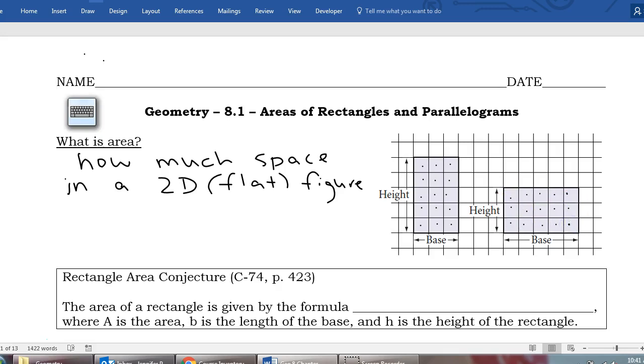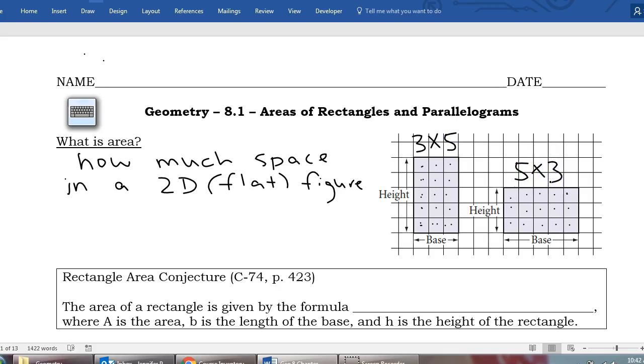And rather than having to count them all up, we could just multiply how long it is this way, 3, by how tall it is this way, and get that same answer. 3 by 5 gives me 15. Whether it's standing up or laying down, it's still 15 square units.